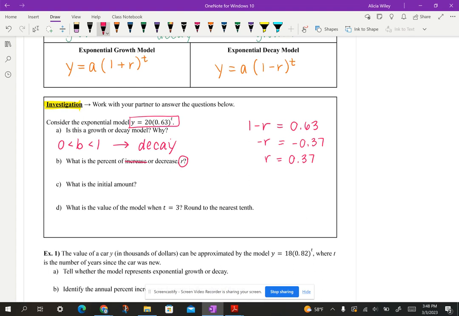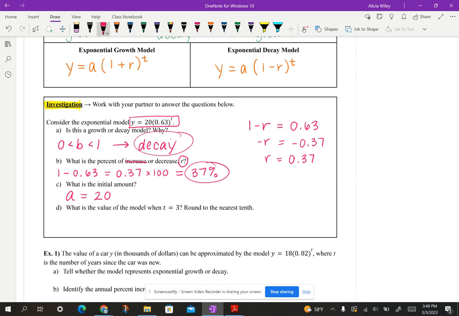The other thing that you could do for this problem is you could just do 1 minus 0.63, and that will give you the same value. Now remember, that's not a percent. To make it a percent, we must times it by 100, which moves the decimal place 2 places to the right. So I get 37%. So there we go. The initial amount here is always represented by the variable a. And in our case, a equals 20. So the initial amount is 20.